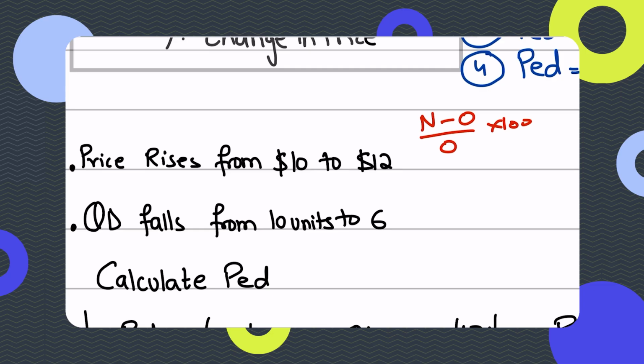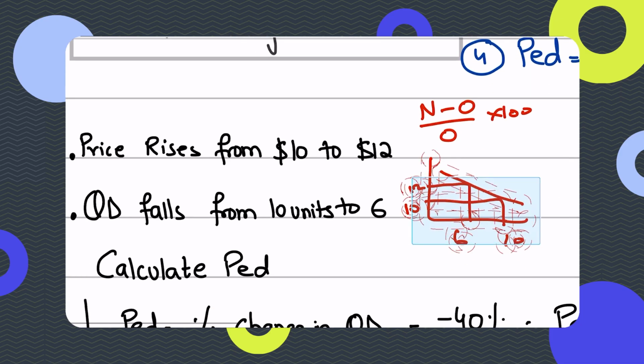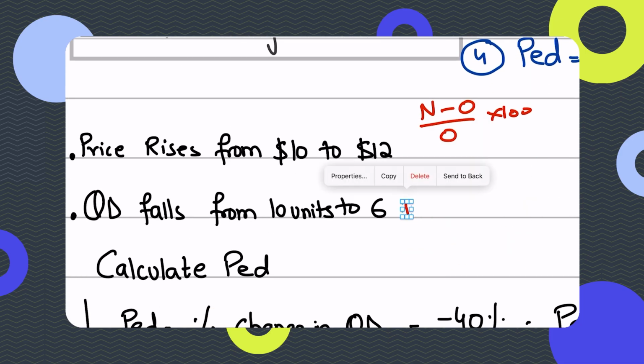Similarly for the quantity demanded, if the price is going up, the quantity demanded has to fall, and we see that the quantity demanded falls from 10 to 6. If I were to graph this up, the price goes up from 10 to 12, and the quantity demanded goes down from 10 to 6, right? Anyways, let's remove the graphs. You'll see that in a later video.